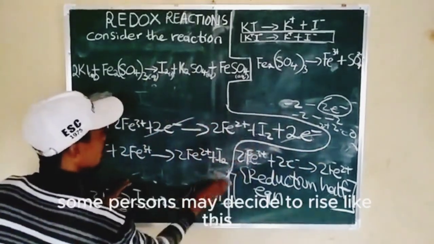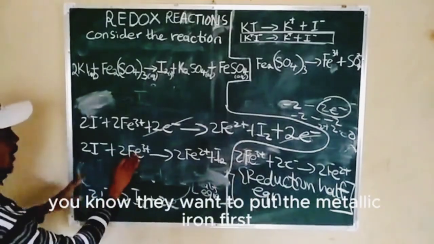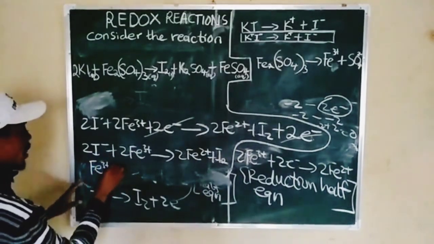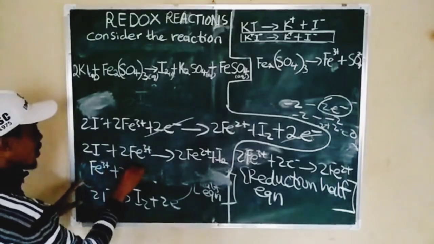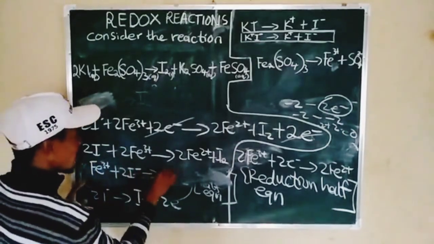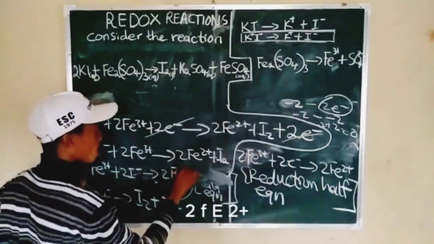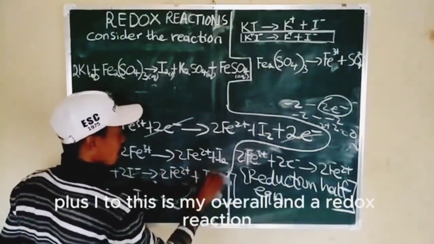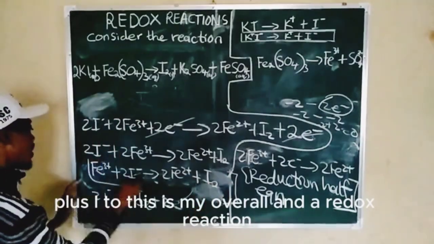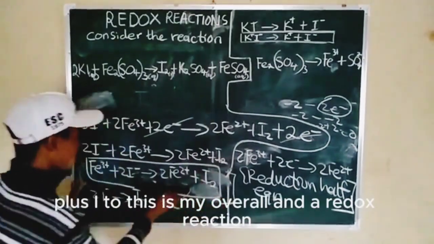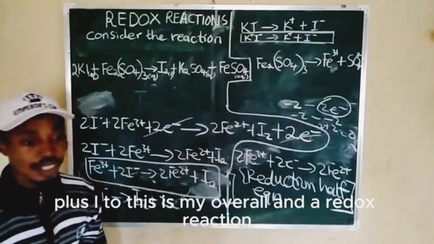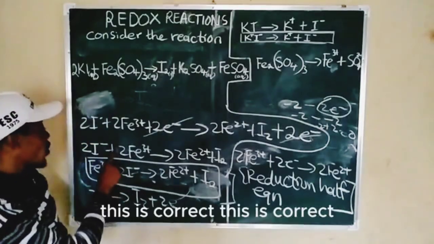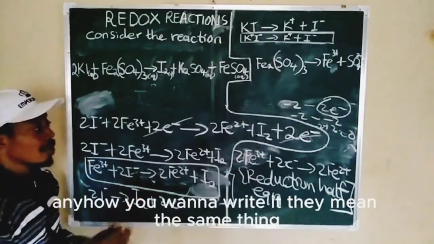Some persons may decide to write it like this, they want to put the metallic ion first. So Fe³⁺ plus 2I⁻, giving me 2Fe²⁺ plus I₂. This is my overall redox reaction. This is correct. Anyhow you want to write it, they mean the same thing.